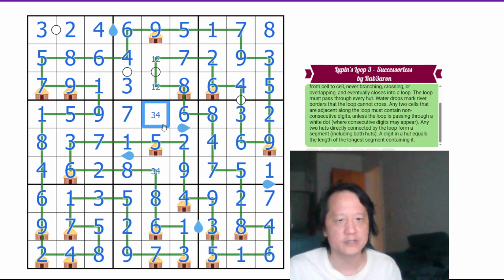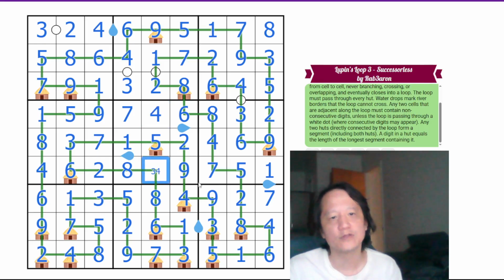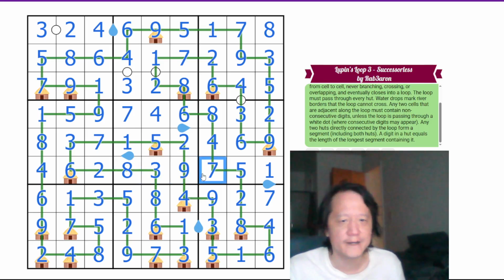And 1 eliminates 1 here, so it's 2 and 1. 3 eliminates 3 here, so that's 4 and 3. And that's the solution.